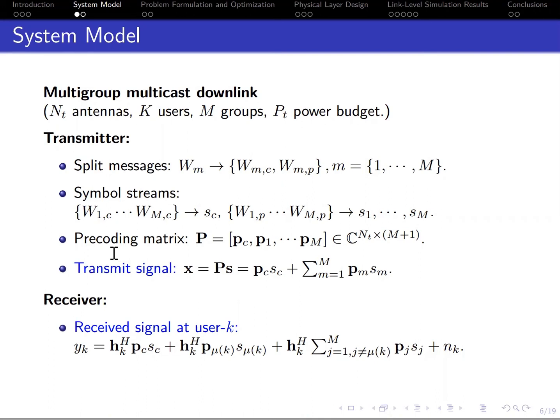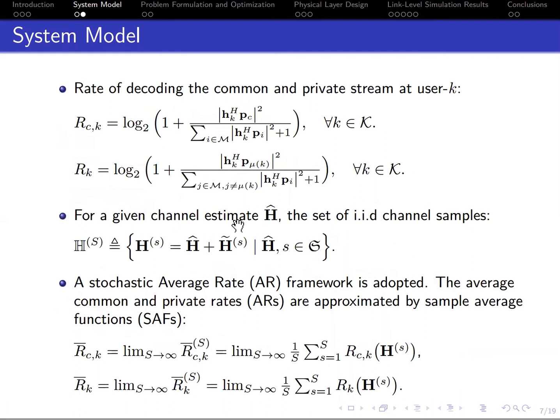P is the precoding matrix. The transmitted signal contains the precoded common stream and private streams. And by defining mu as mapping a user to its corresponding group, the received signal at user k and the rates of decoding the common and private stream are represented here. When the common stream is decoded, all the private streams are treated as noise, and when we decode the private stream for user k, we treat the other private streams as noise.